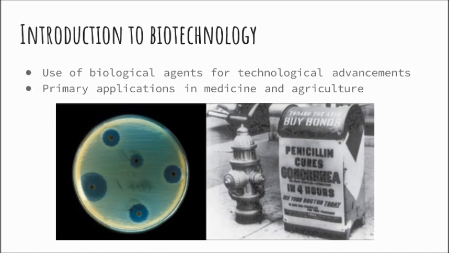So let's start with an introduction to biotechnology. Biotechnology uses biological agents for technological advancements. Mostly this applies to medicine and agriculture, things like vaccines, antibiotics, genetic modifications to increase crop yield, fermentation, treating oil spills, producing biofuels. I mean, the examples really just go on.